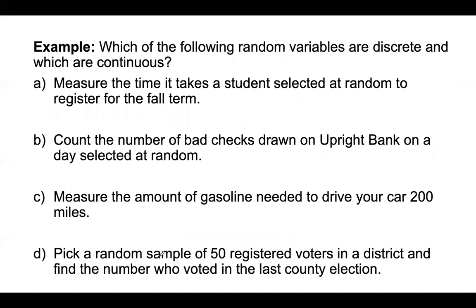So let's look at some examples. Which of the following random variables are discrete and which are continuous? Measuring the time it takes a student selected at random to register for the fall term. Time is the key word here, so that would be continuous. The next one: count the number of bad checks drawn from Upright Bank on a day selected at random. We're counting, so that would be discrete.